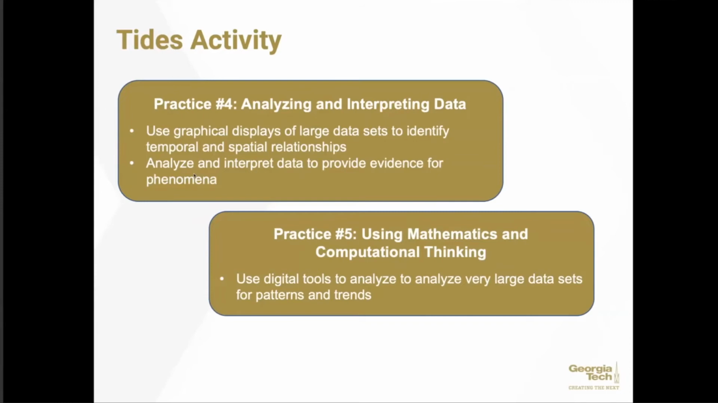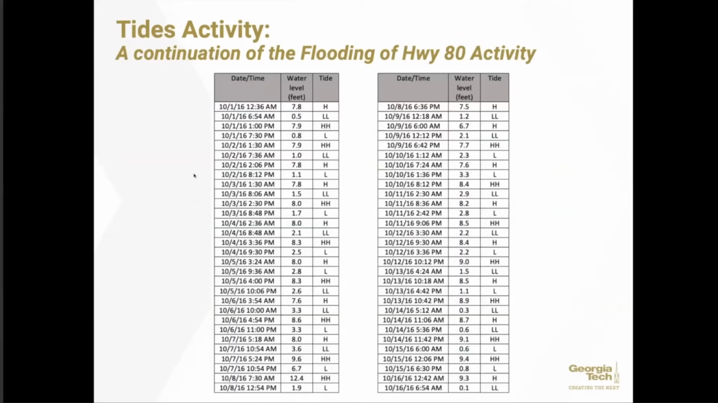All of the tide information from Fort Pulaski that they're going to receive for a given month will include over 100 data points. So for teachers, it's probably a lot easier for students to use spreadsheet software rather than spend a week watching them try to hand graph the data. During this activity, students continue to analyze Fort Pulaski tide data from the same exact month that they had previously analyzed in the flooding of Highway 80 activity. Same as before, initially students have raw data which has little meaning to them.